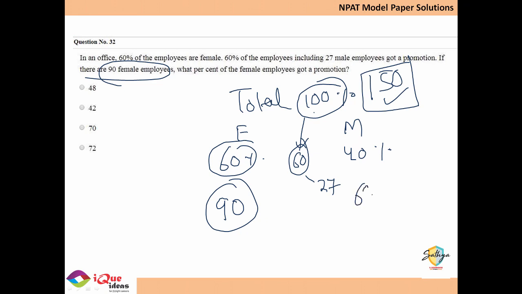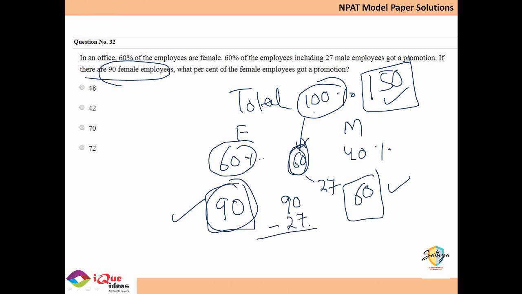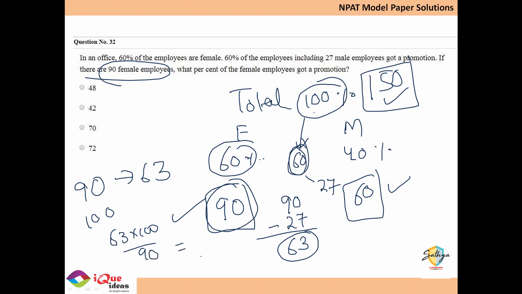That means there are exactly 60 males and 90 females, because 60% of 150 is 90 and 40% of 150 is 60. 60% of the employees, so a total of 90 employees, got a promotion, out of which 27 were male. So the difference, 63, is female. So out of 90 females, 63 females got a promotion. So 63 is what percentage of 90? 63 into 100 divided by 90. I get 70%. So 70% of the females got a promotion, right?